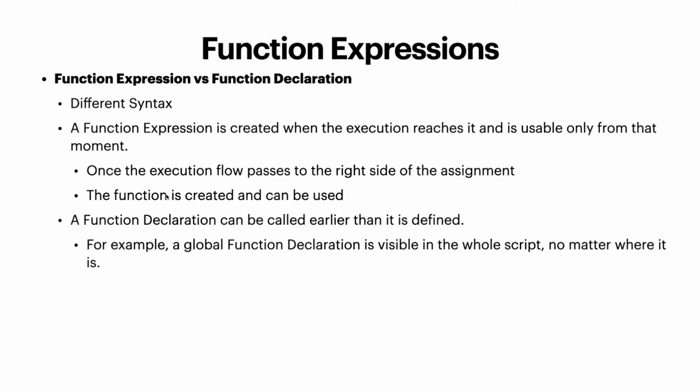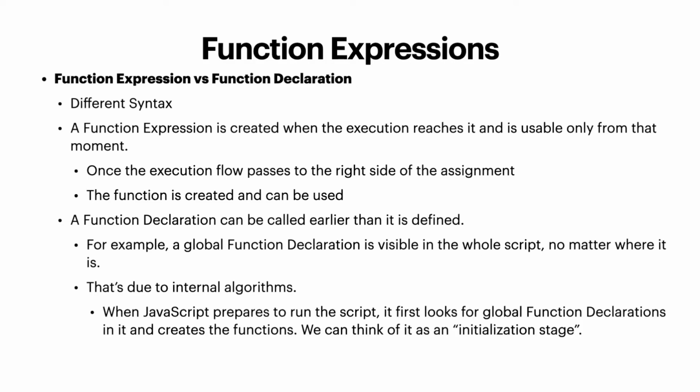In the function expression, the function is callable once the execution reaches that line, but a function declaration can be called earlier than it is defined. For example, a global function declaration is visible in the whole script no matter where it is. That's due to the internal algorithm. When JavaScript prepares to run the script, it first looks for global function declarations in it and creates the functions. We can think of it as an initialization stage. So during the initialization stage, the function declarations are created, and then they can be accessible from anywhere.